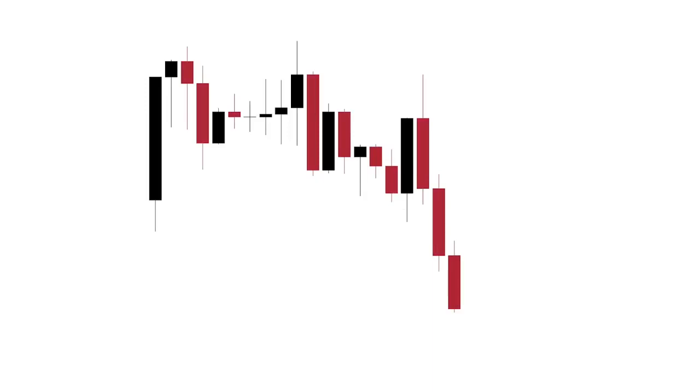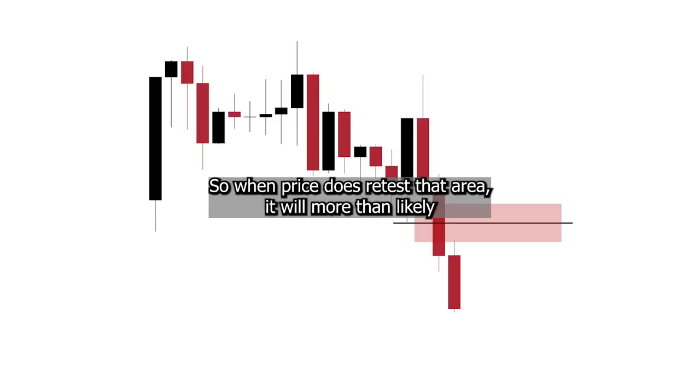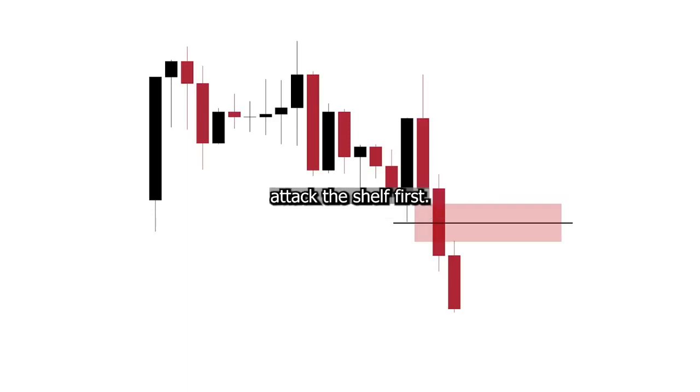And of course, a valid fair value gap will be overlapped with a shelf. So as you can see here, this is your fair value gap. If you look to the left, you'll see a swing low. That swing low is your shelf. So this is what makes a fair value gap valid. When price does retest that area, it will more than likely attack the shelf first.